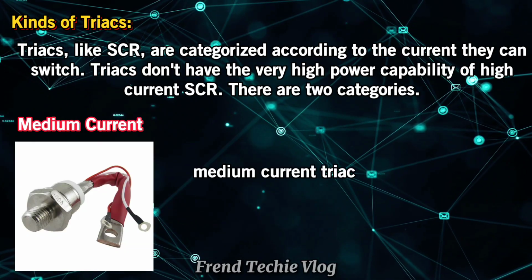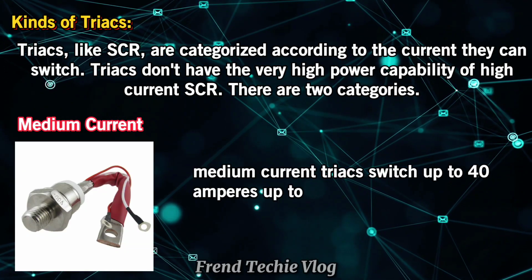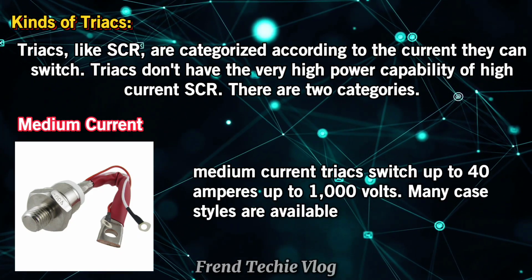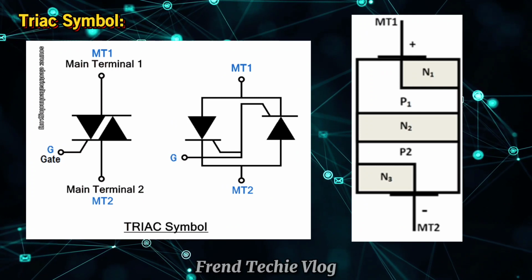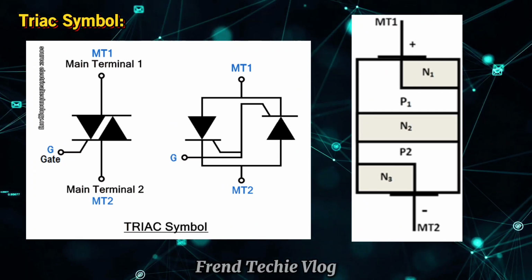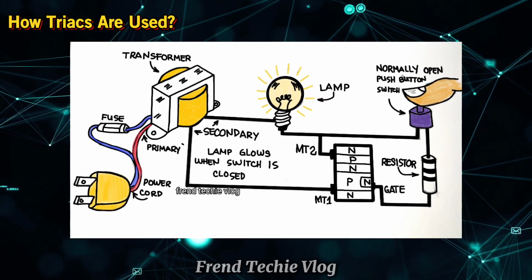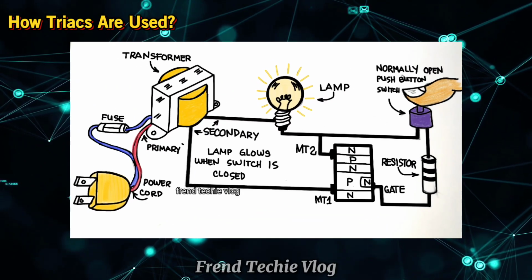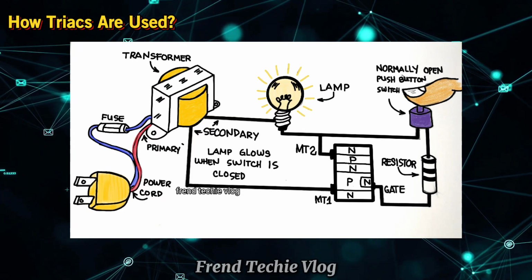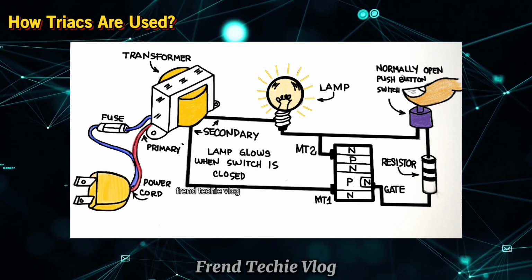Medium current Triacs switch up to 40 amperes at up to 1000 volts. Many case styles are available. Triac symbol. Remember, the Triac is the same as 2 reverse parallel SCR. How Triacs are used. This arrangement shows how a Triac can switch on a lamp powered by household line current. Motors and other devices can also be controlled.